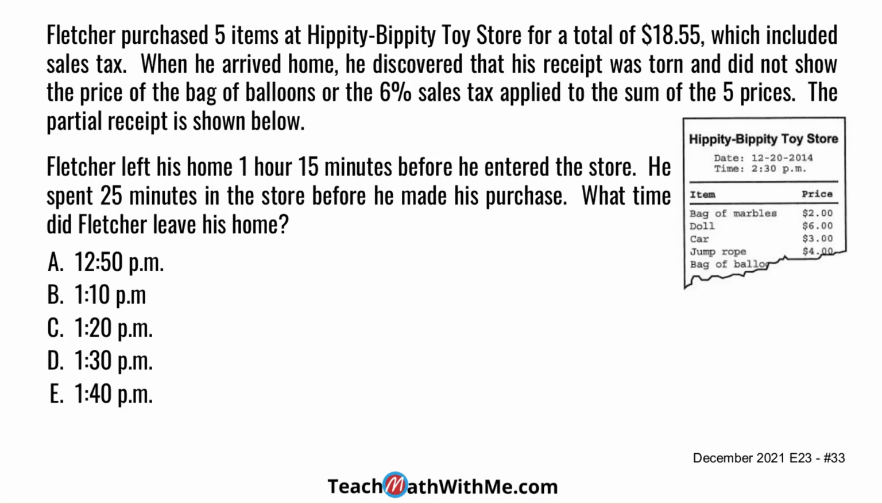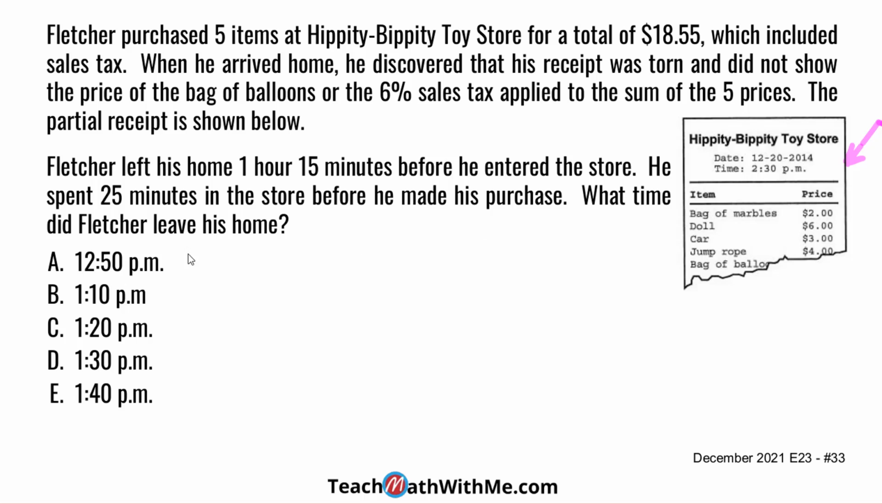Now, I believe this was one of those questions where this information is going to apply to several different questions. Our question number 33 said Fletcher left his home 1 hour and 15 minutes before he entered the store. He spent 25 minutes in the store before he made his purchase. What time did Fletcher leave his home? So we've got some information, and we're going to make use of this portion of the receipt that we have. And we're talking about time.